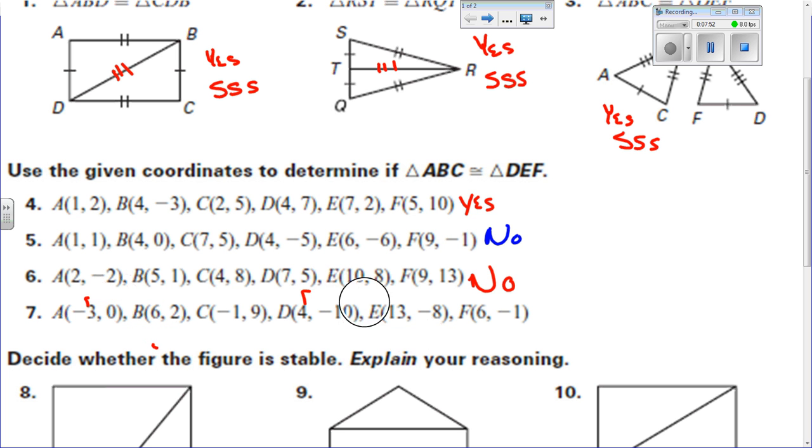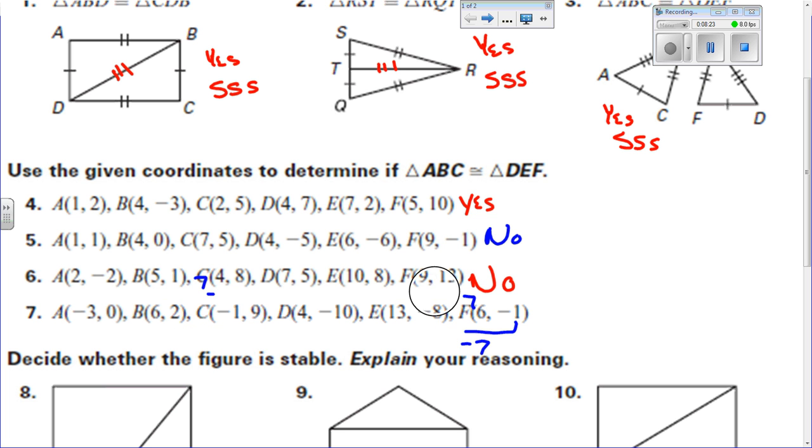I'll check BC and EF. 6 minus negative 1 is 7. 2 minus 9 is negative 7. 13 minus 6 is 7. Negative 8 minus negative 1 is negative 7. Numbers all line up.